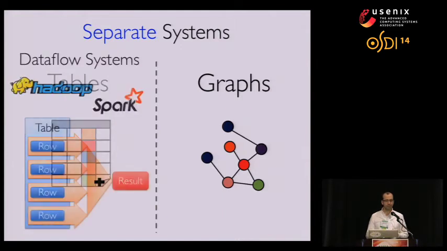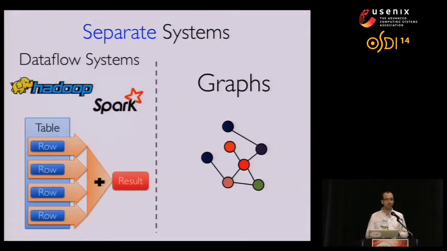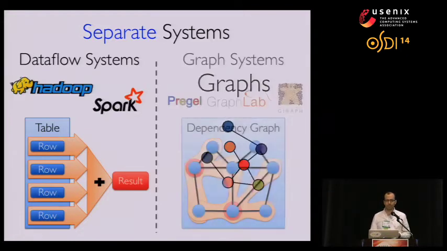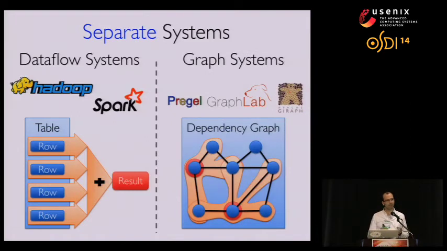For tables, we have data flow systems like Hadoop or Spark, which are really scalable and general purpose, and are very good at processing this raw data and constructing tables. But when it comes to graphs, we've developed these specialized graph processing systems that are focused on graph structure computation, these iterative graph algorithms. And these are systems like Pregel, GraphLab, and Giraph.